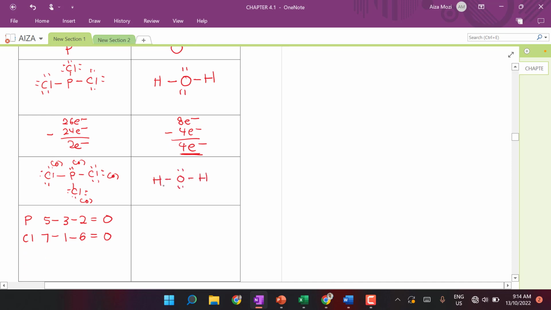Hydrogen is duplet. So last is calculating formal charge. O: 6 minus 2 minus 4 is 0. Hydrogen: 1 minus 1 minus 0 is 0. So everything has 0 formal charge.